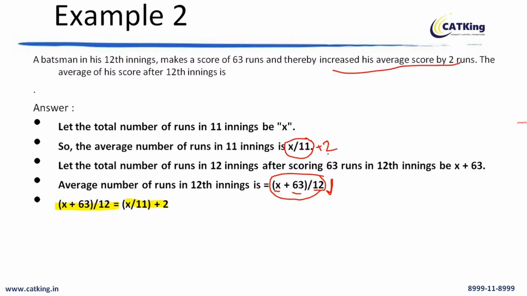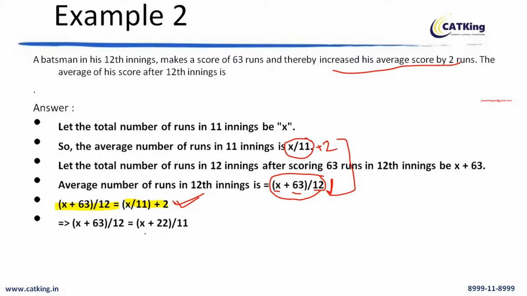So अगर मैं 2 increase कर दूँ इसमें, that will be equal to this. So that is what they have done here. And that is clear. Then you basically cross multiply. So this is x plus 63 upon 12 is equal to x plus 22 upon 11.